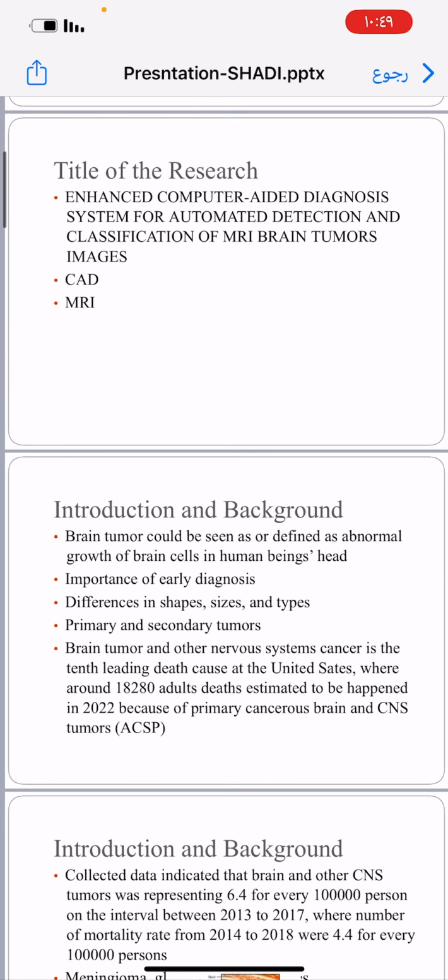The title is Enhanced Computer-Aided Diagnosis System for Automated Detection and Classification of MRI Brain Tumor Images. Of course, we have CAD. CAD is an abbreviation for Computer-Aided Diagnosis, and we have MRI, which is a medical imaging technique.